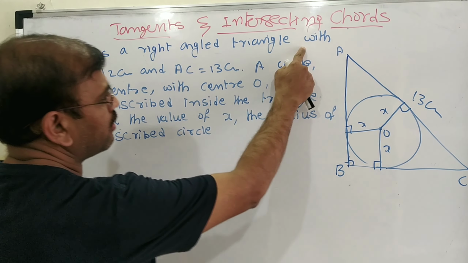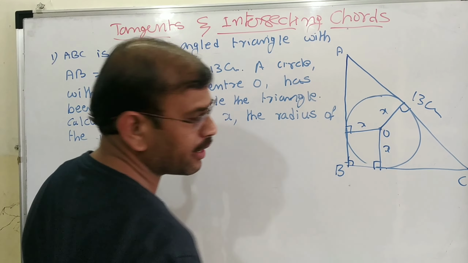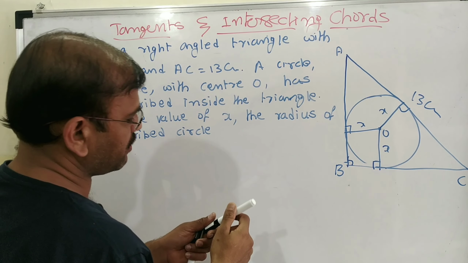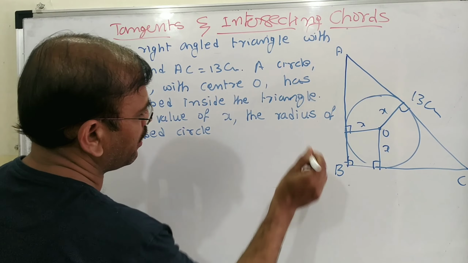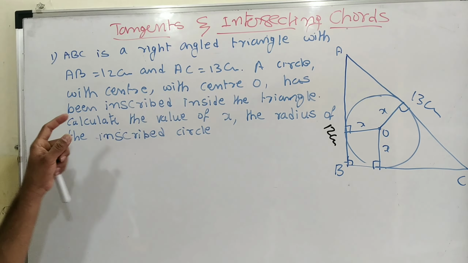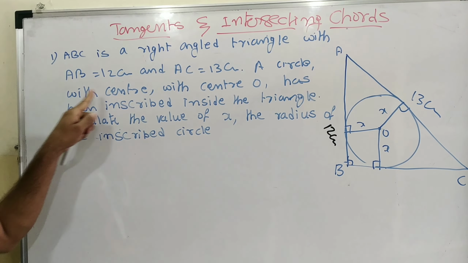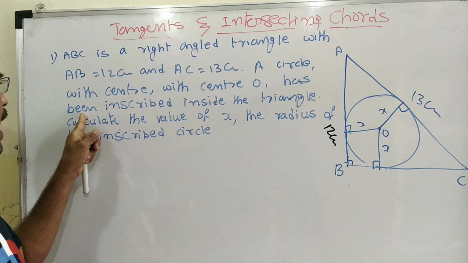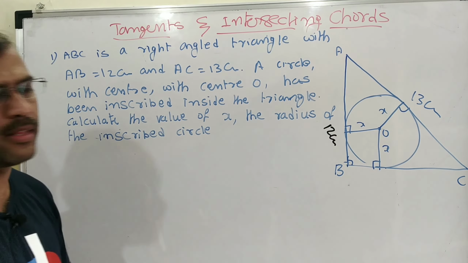ABC is a right angle triangle. AB is 12 centimeter. AC is 13 centimeter. A circle with the center O has been inscribed inside the triangle.